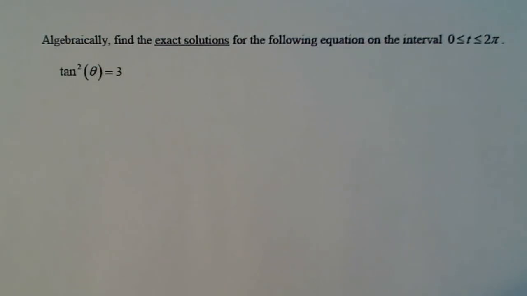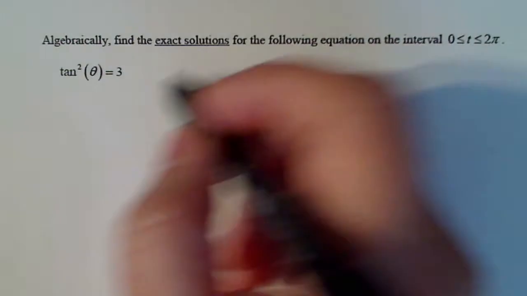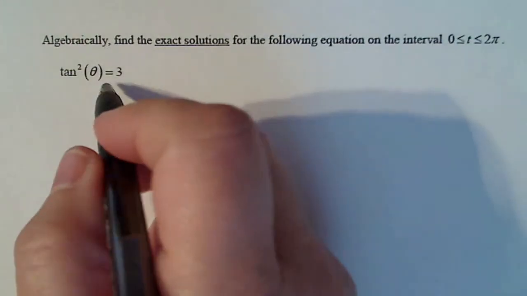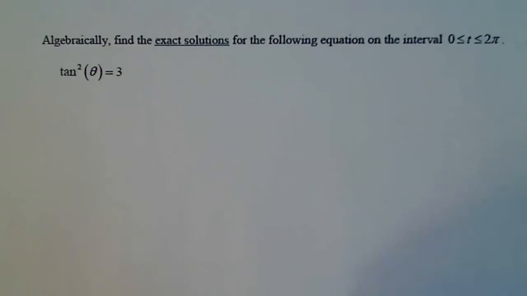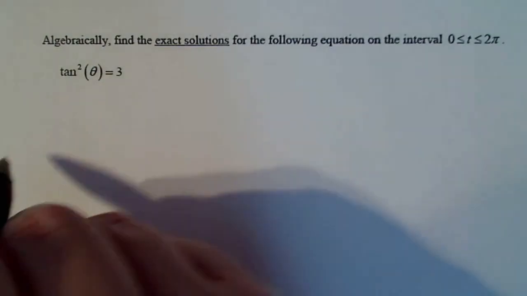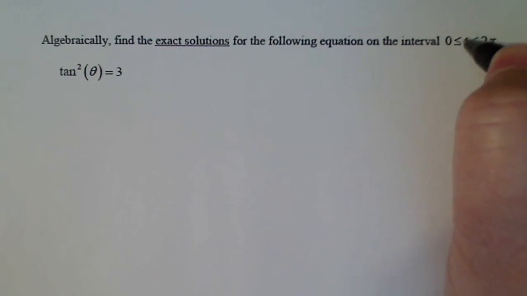I want to algebraically find the exact solutions for the following equation on the interval from 0 to 2 pi. So I see this tangent squared theta equals 3. My goal here is to isolate theta. This shouldn't be a t here, this should be a theta.